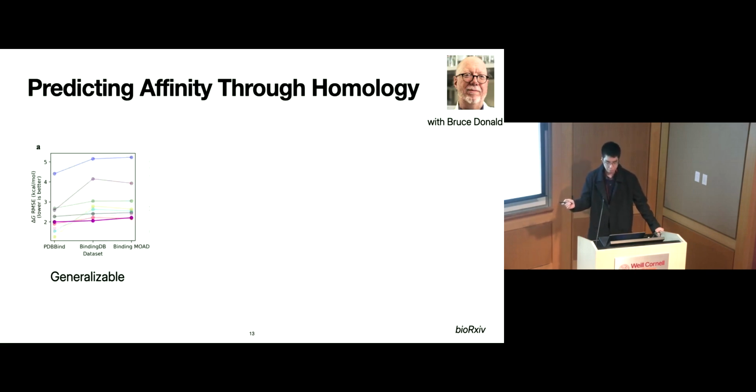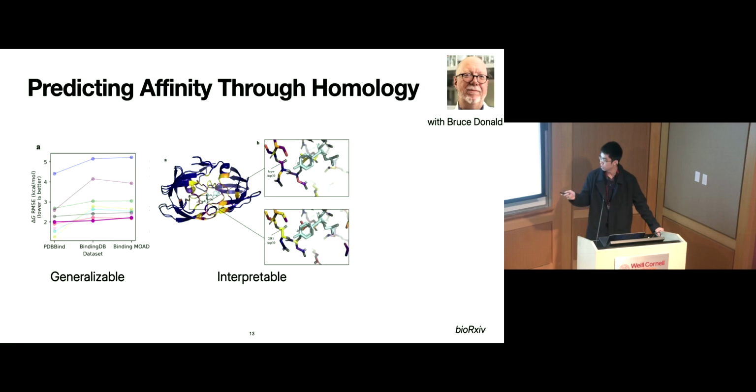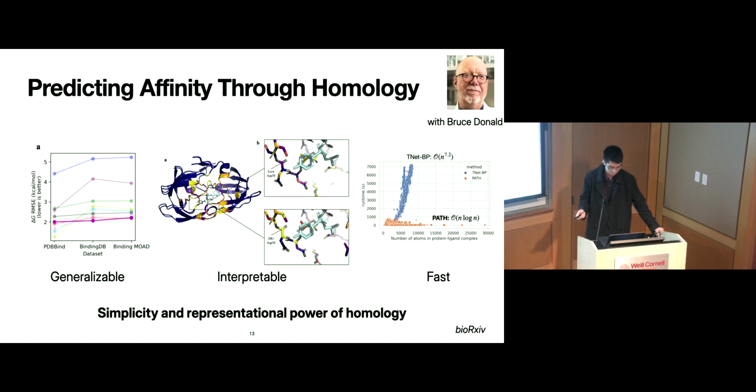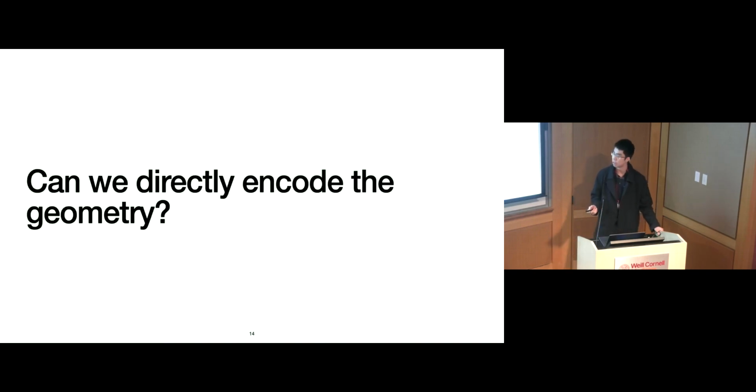And so my algorithm is generalizable in the sense that we don't overfit compared to other algorithms. It's interpretable because the homology is good and we can figure out which atoms contributed how much to the prediction. And finally, it's fast compared to previous implementations due to a design in here. So this shows the simplicity and representational power of homology. But now here's the question: how can we directly encode the geometry rather than using this filtration of simplicial complexes?